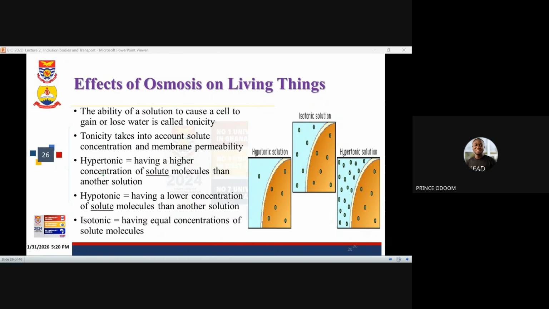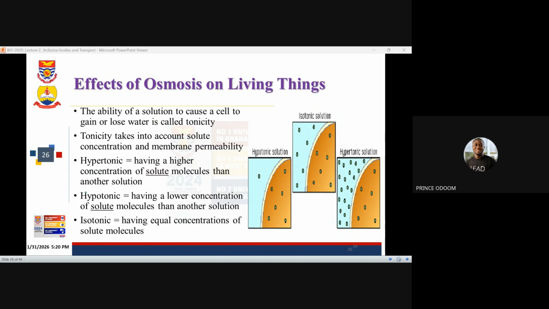Now, hypertonic means having a higher concentration of solute molecules than another solution. So you see that with the definition, than what? Another solution. It means that you can only determine if a solution is hypertonic when you compare with another solution. I hope we are getting the explanation clear. Can I get some thumbs up if you are getting the explanation clear? Okay. So that is hypertonic.